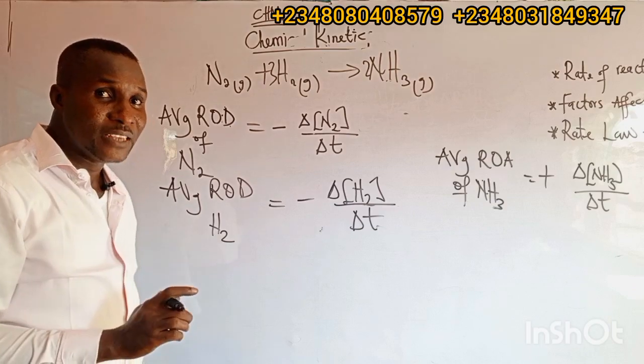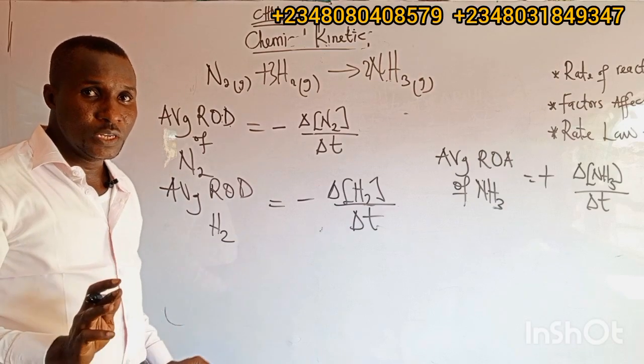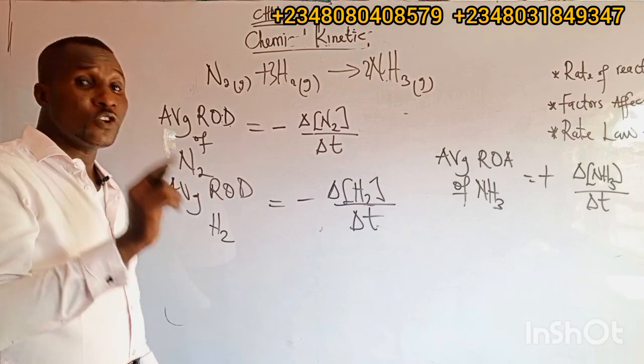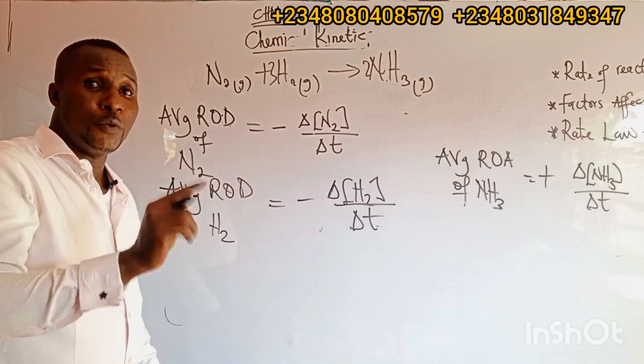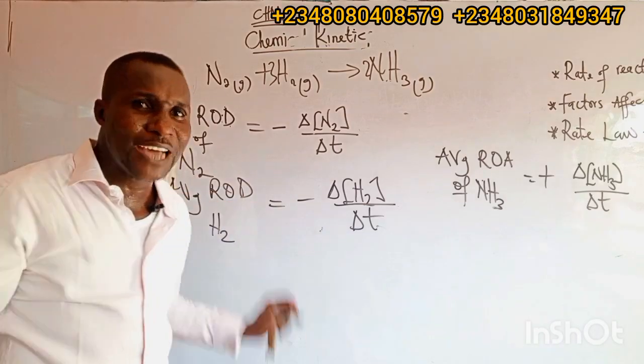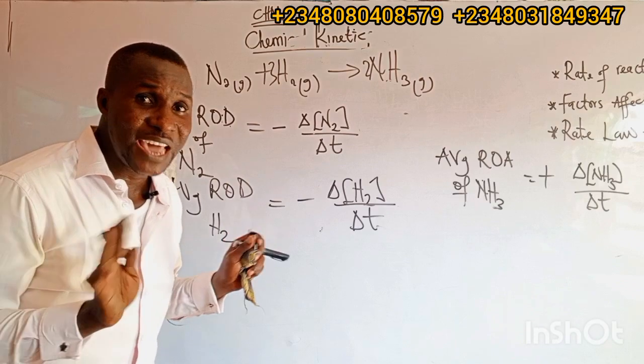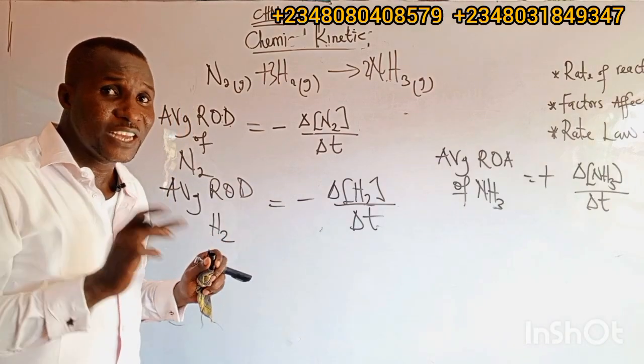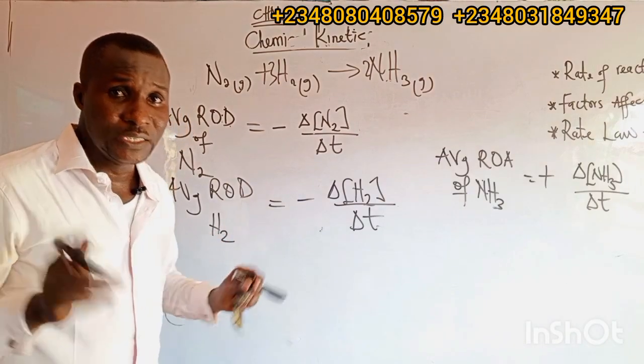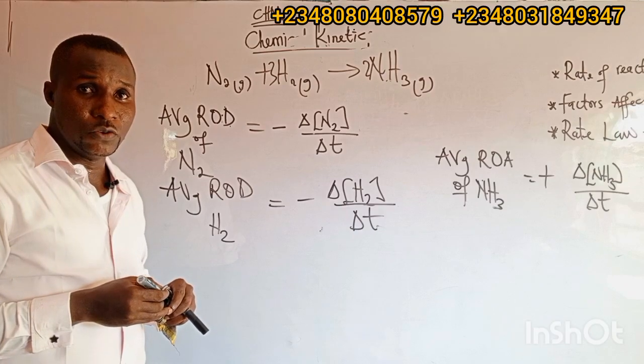under rate of appearance or rate of disappearance. Don't. We only divide the concentration by the stoichiometric coefficient under rate of reaction only. Under rate of reaction only. Not under rate of appearance or rate of disappearance. Take note of that.